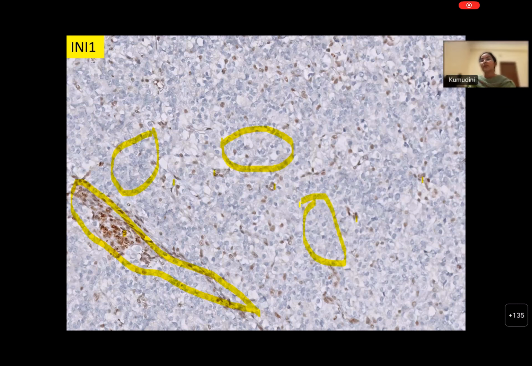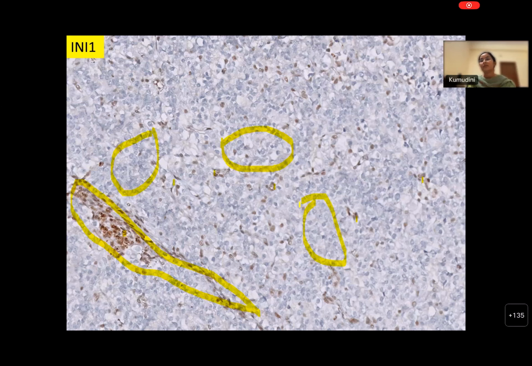So there is a loss of expression of INI1. What are these positive cells? These are endothelial cells. Native endothelial cells like here are retained. That means this IHC has worked well. You can see a lot of these clear cells in this picture are negative. These cells are all negative, so there is loss of INI1 expression. What does it tell you? The loss of INI1 expression is an essential diagnostic criterion for ATRT.